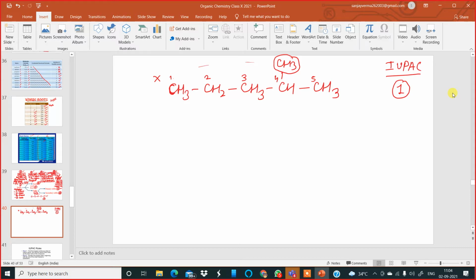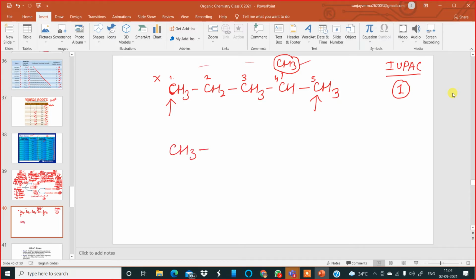It is very important to number the carbon atoms in such a manner that branching by an alkyl group or halogens or presence of a multiple bond is closer to the terminal carbons. This carbon is a terminal carbon. This carbon is a terminal carbon. So whichever terminal carbon is closer to a branching by an alkyl group or a halogen or a multiple bond, from there we are supposed to number. So this compound will be numbered like this.